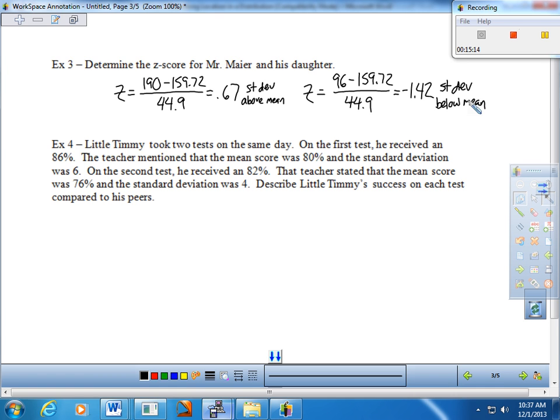So little Timmy took 2 tests on the same day. On the first test, he received an 86. The teacher mentioned that the mean score was 80% and standard deviation was 6. Second test, he received an 82%, so not quite as good just in terms of raw score. That teacher stated, though, that the mean score was 76% and the standard deviation was 4. Describe little Timmy's success on each test compared to his peers.